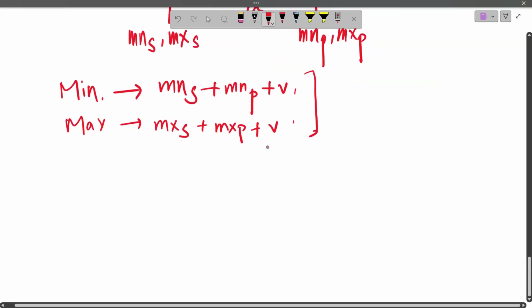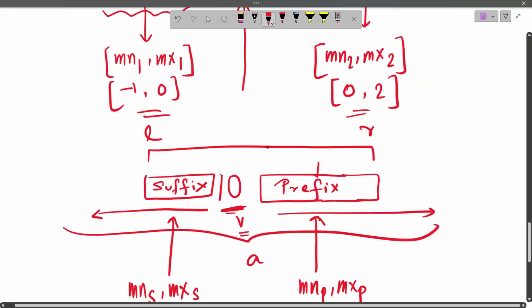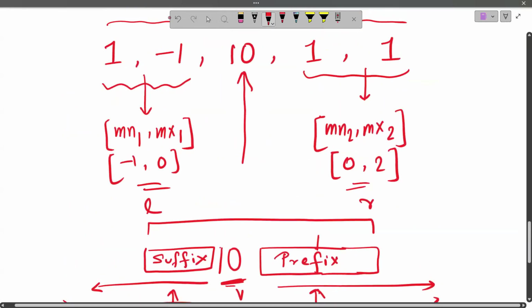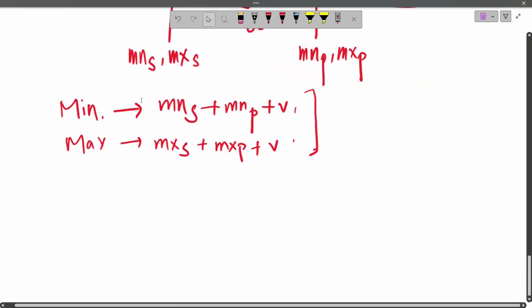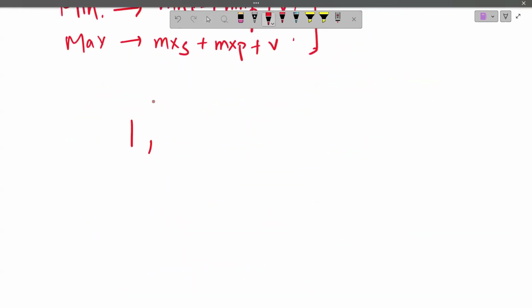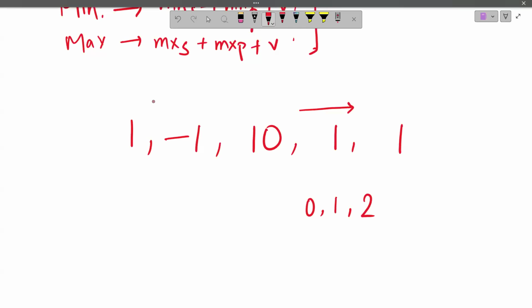For example, for a concrete example, let's take this: 1, -1, 10, 1 and 1. So let us take all prefixes of this part. What are the prefix sums we can get? We can get a 0 if we take a prefix of length 0. We can get a 1 if we take a prefix of length 1. And we get a 2 if we take a prefix of length 2.